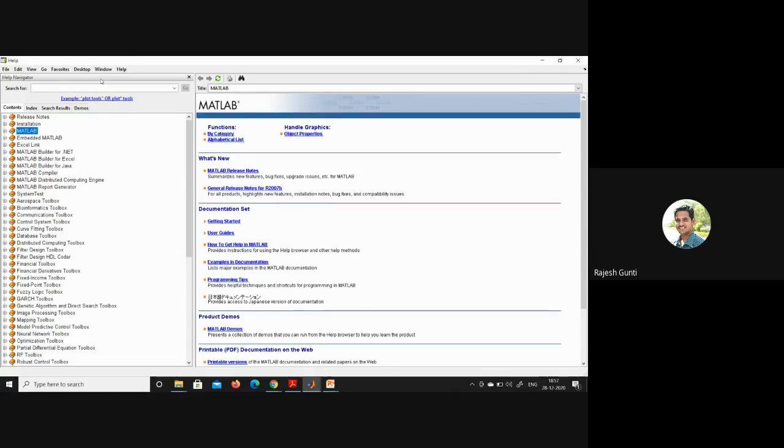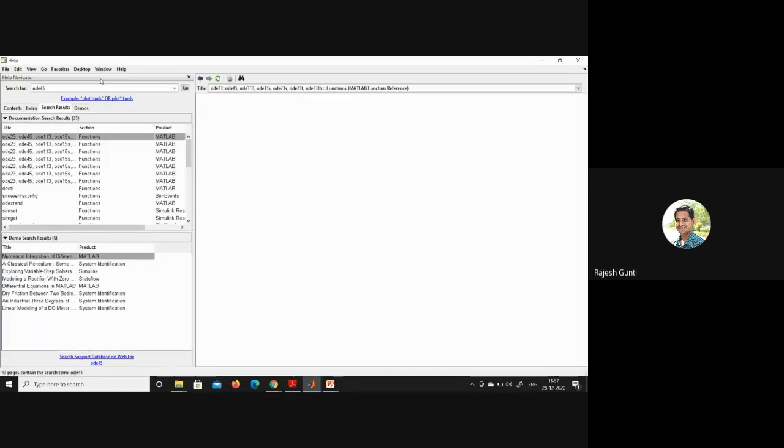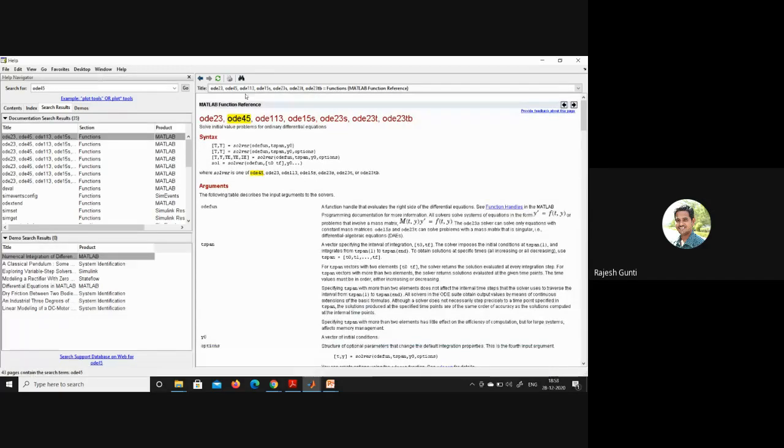Suppose I want to, for example, what are things? Anything. You tell me one topic. For example, any topic you tell. Optimization toolbox, anything I'm not getting. ODE45, for example. You can get complete information about ODE45.